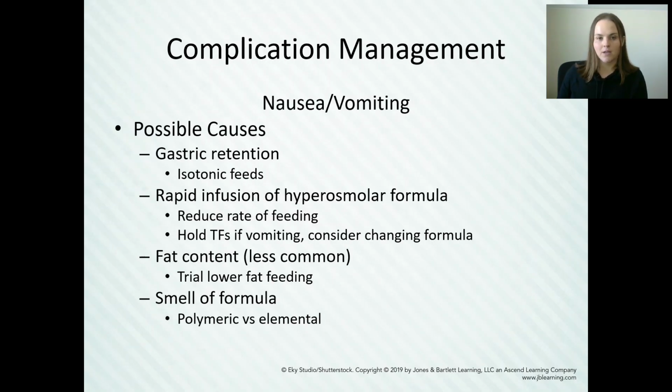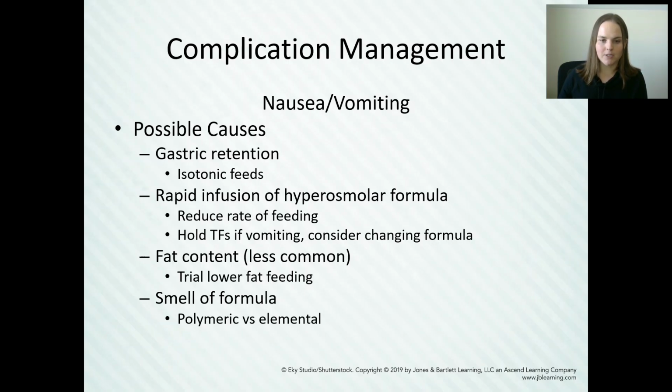Okay. So let's talk just briefly about complication management. We're not going to go into this in too much detail. You're often going to see complaints of nausea and vomiting that are going to be blamed on the feeding tube, but they may not be related to the feeding tube. Sometimes there might be gastric retention, and that can be improved by providing isotonic feeds. Nausea and vomiting can be caused by rapid infusion of a hyperosmolar formula. So something that you could do is try reducing the rate of the feeding for a day or two and see if that helps.